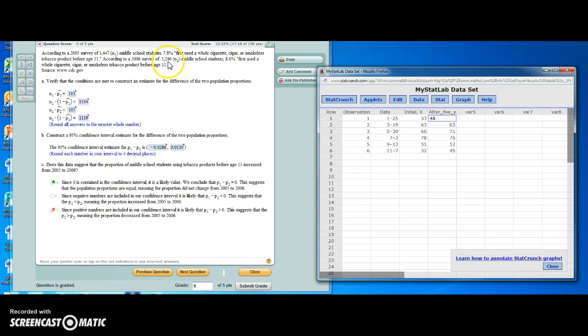For n2, I'll use the 1246 times 0.086. Then I'll take 1 minus 0.086 and multiply that by the 1246. And I'm rounding all these answers to the nearest whole.